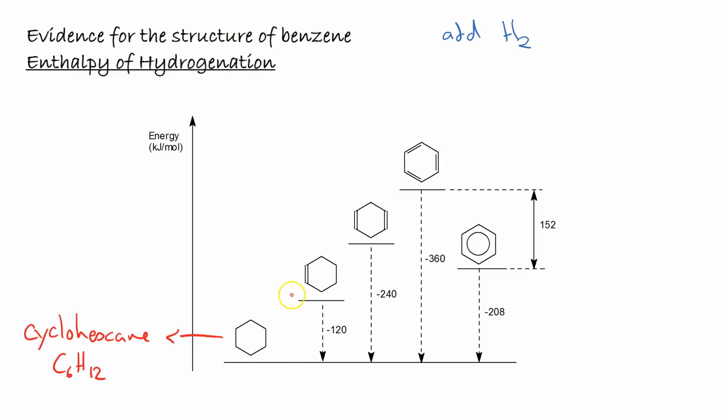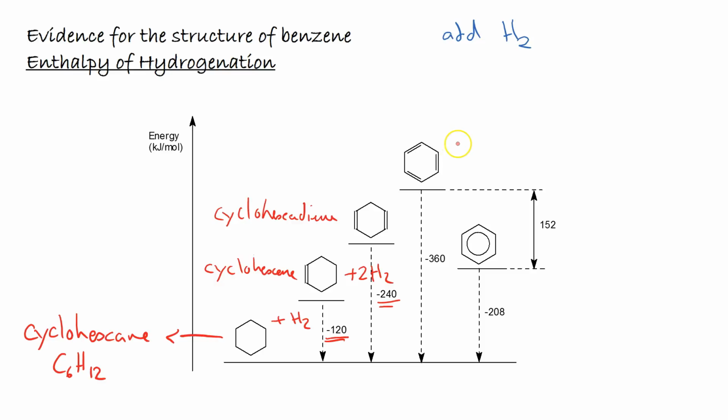Then, if we look at the energy to go from cyclohexene, which we have here, we find that the energy to add hydrogen to this molecule is 120 kilojoules per mole. Now, that's the energy to add one hydrogen molecule across the double bond. If we had cyclohexadiene, we'd be right to think that the energy to add two hydrogens across there would be 240 kilojoules per mole. And indeed it is.